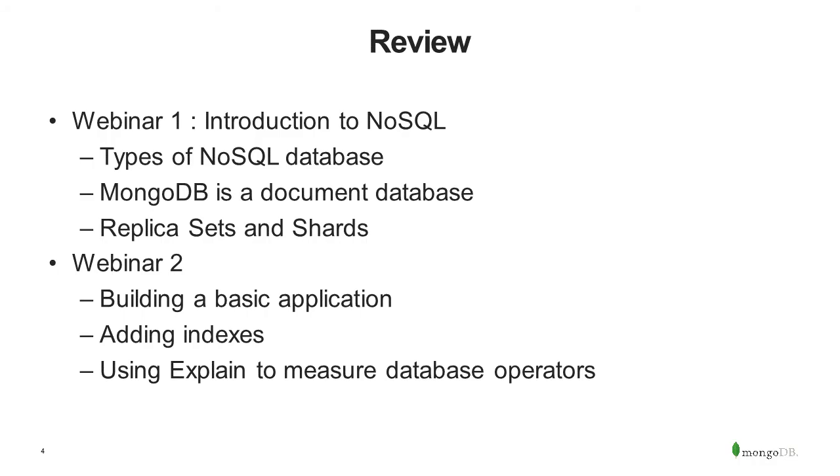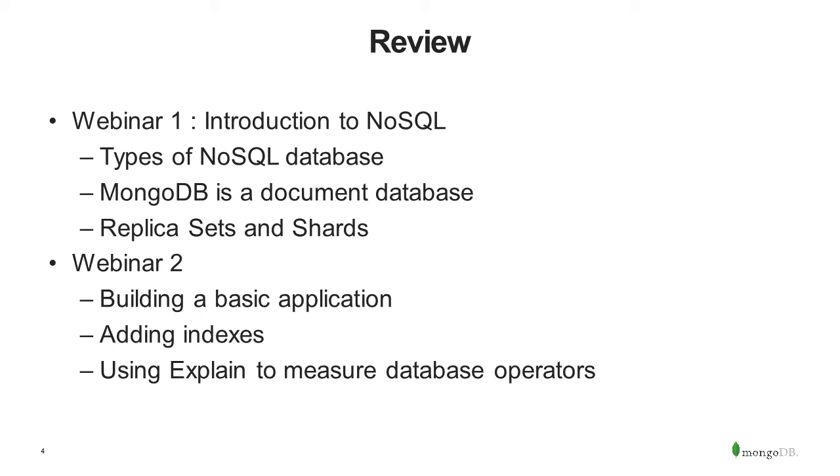So if I just do a quick review of where we've got to, in Webinar 1, we introduced the whole idea of NoSQL and talked about the different types of NoSQL database: graphs, wide column stores, and document databases. And of course, MongoDB is a document database. We also went through a little bit about replica sets and shards, which are the two ways in which MongoDB ensures that we keep our data safe and durable, and that we can scale out the load by partitioning the write load across lots of different shards in the database.